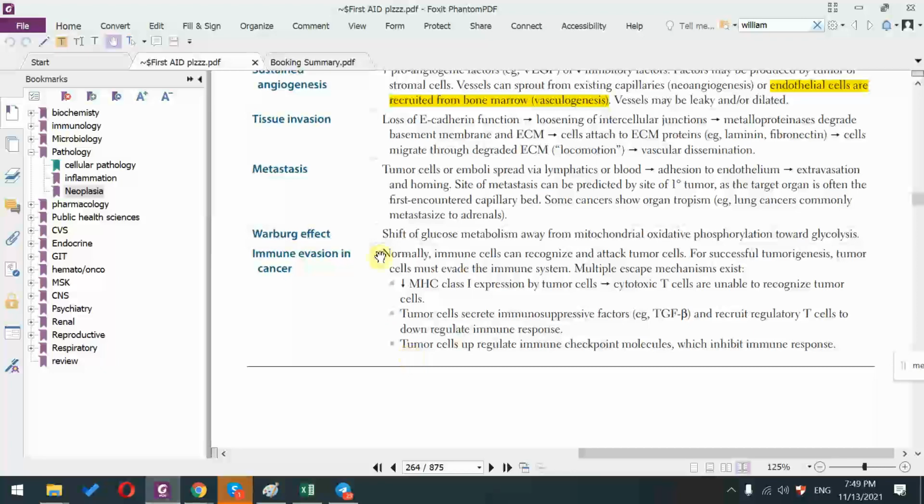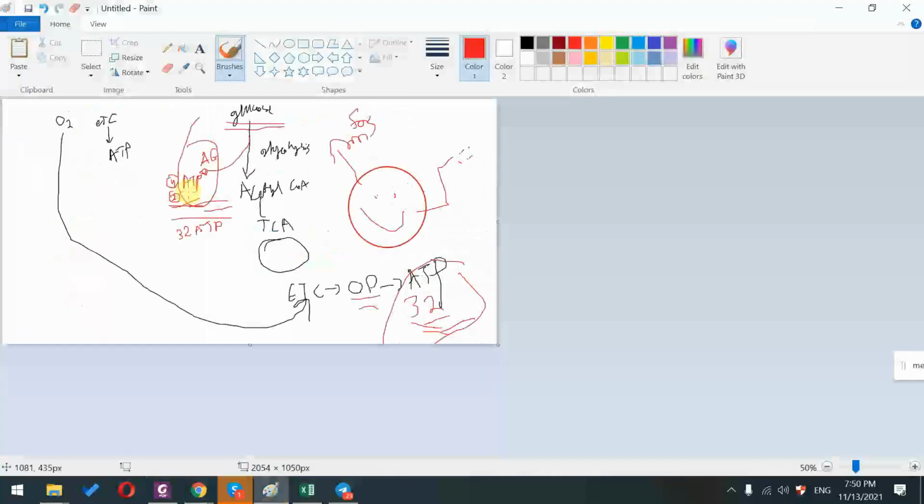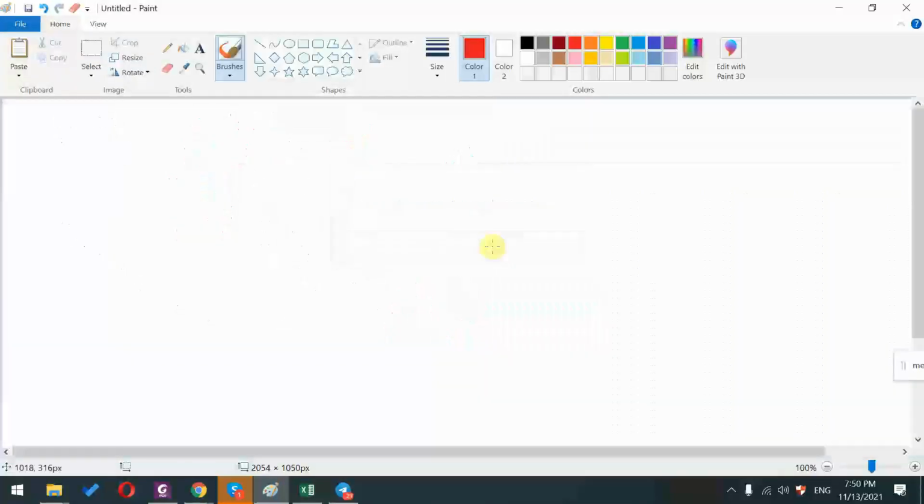So you can see here, normally immune cells can recognize and attack tumor cells. For successful tumorigenesis to occur, a tumor must evade the immune system. Multiple escape mechanisms occur. Well, the first way is the decrease of the MHC class 1 expression by the tumor cells. You are like, wait a second, what is MHC class 1? It basically stands for the major histocompatibility complex type 1. And you are like, well, that helped. What does it mean?